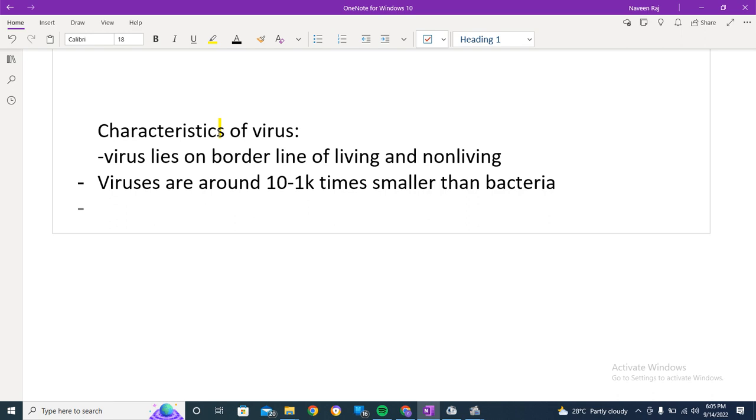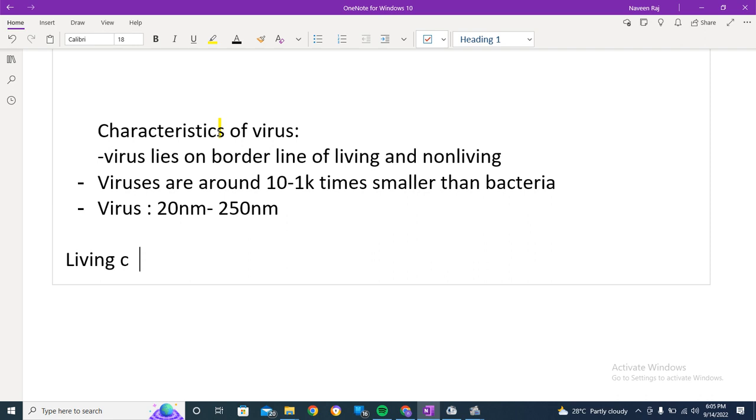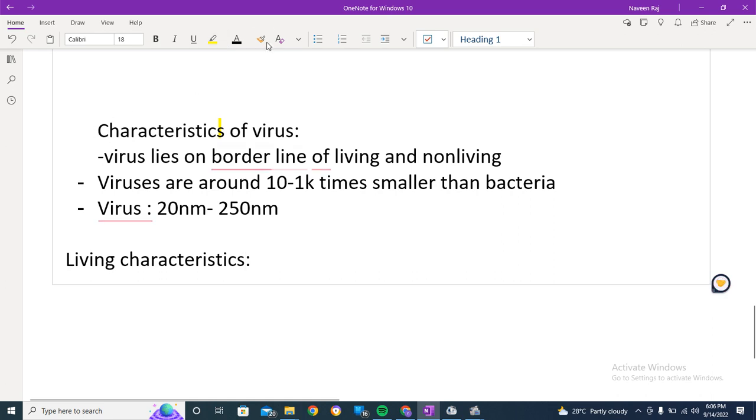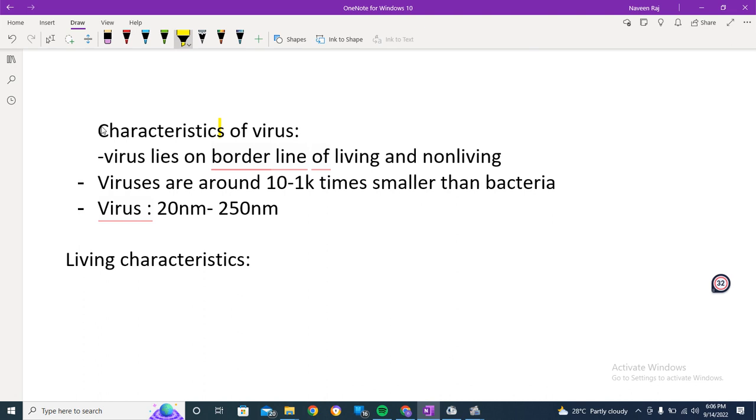So from here you can consider how small this microscopic particle is. Viruses are in size of around 20 nanometer to 250 nanometer, right? So from here you can see that it is in the nanometers and how small it is. Looking forward into the living characteristics, we have looked at the general characteristics of virus, then we look into living characteristics of virus.